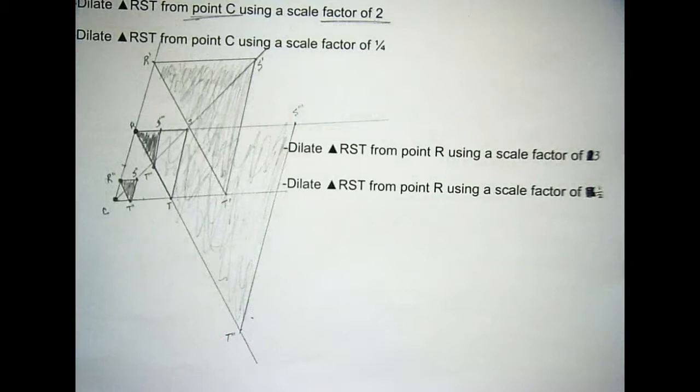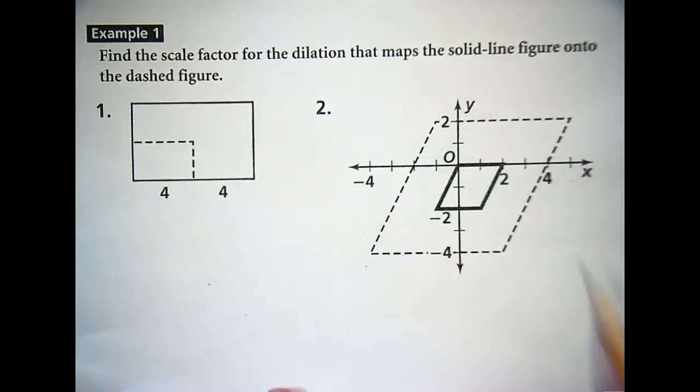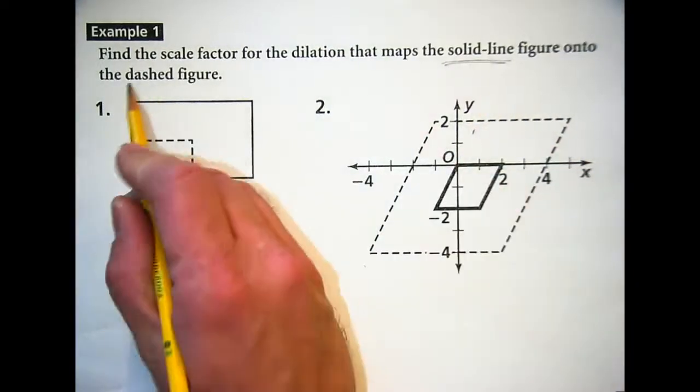Okay. Everyone rate themselves 1 to 5. Okay. All right. They're amazing fun. Okay. Tell your neighbor 2 things you've learned today so far. Your assignment, example side exercise is 1. Find the scale factor for the dilation that maps the solid. Know where you're going from. You're going from solid to dashed.